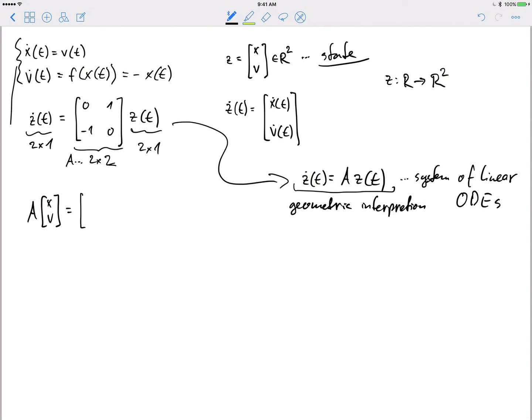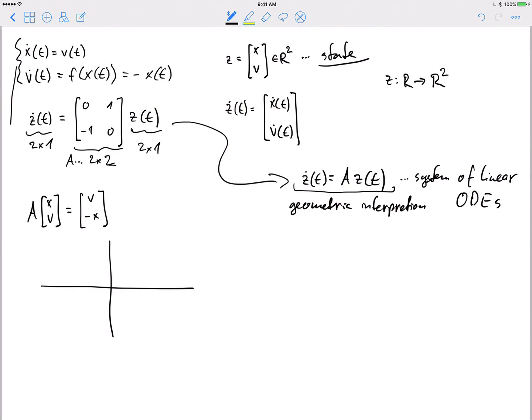That's exactly right. So in terms of x and v, it is v minus x. And I think you had exactly the right geometric intuition that it flips the order and also changes the sign. So let's try to draw this.